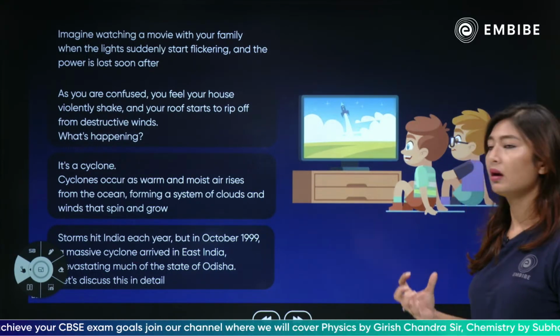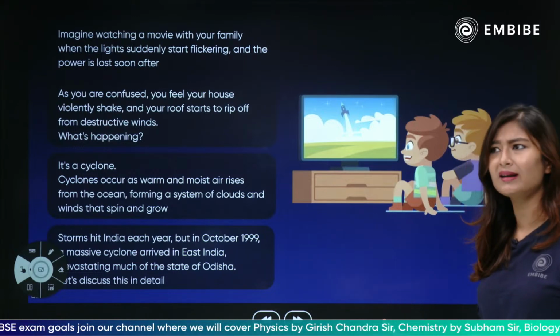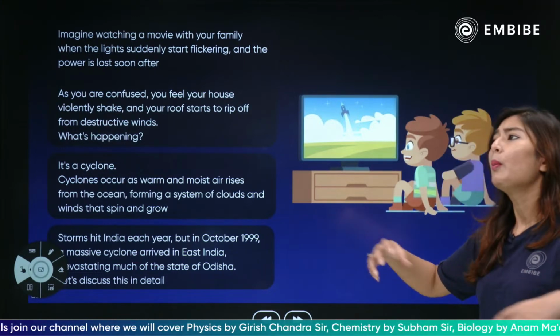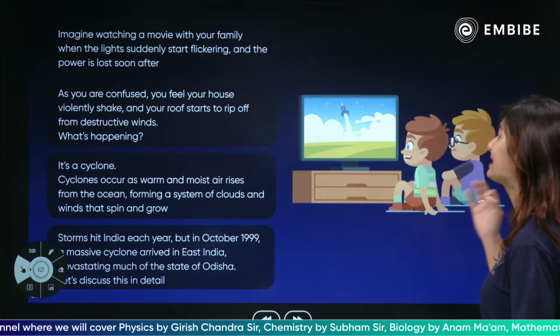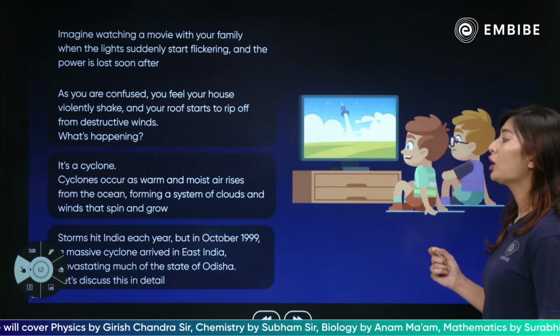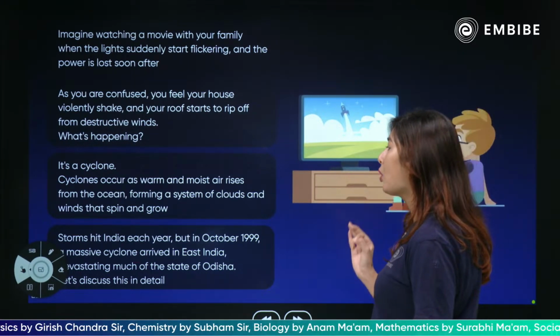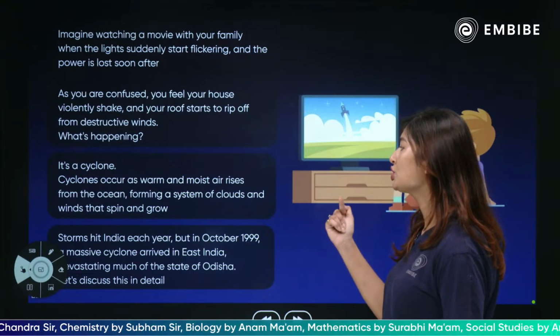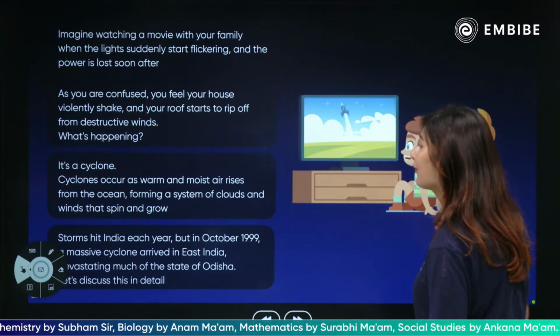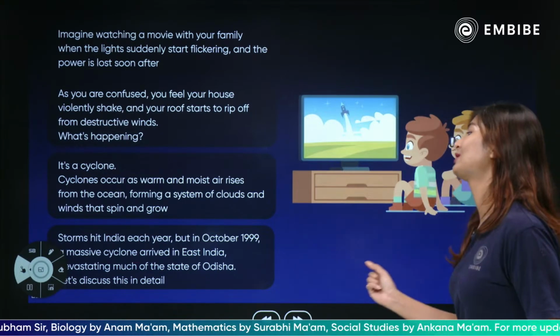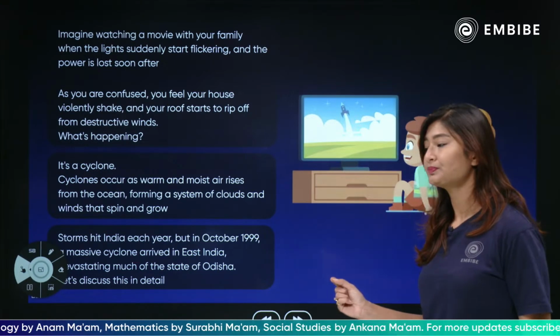It is the wind. But what kind of wind is ripping the roof off, breaking the house? It's a cyclone. A cyclone occurs as warm and moist air rises from the ocean, forming a system of clouds and winds that spin and grow.